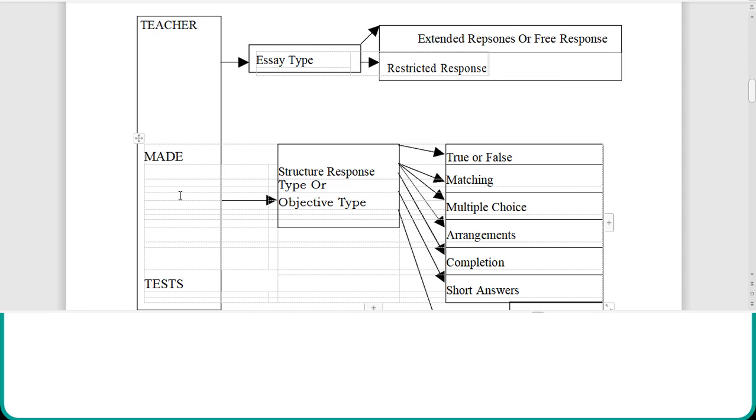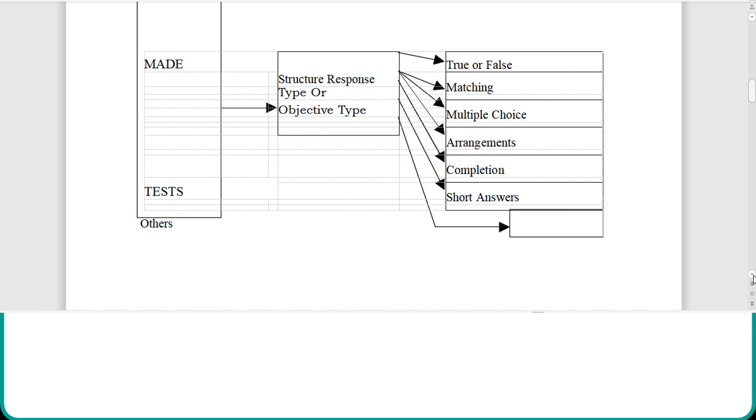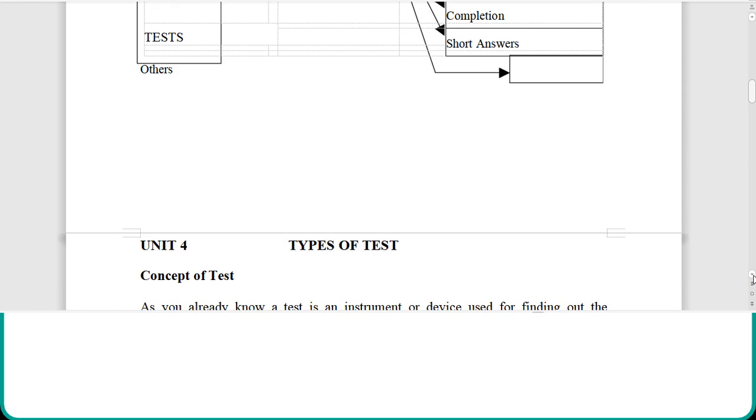So in the teacher-made test you can have an essay type test, and this can be an extended response or free response test or a restricted response test. And the second type of teacher-made test could be a structured response type or objective type test, and these could be further true or false, matching, multiple choice, arrangements, completion, or short answer type questions.